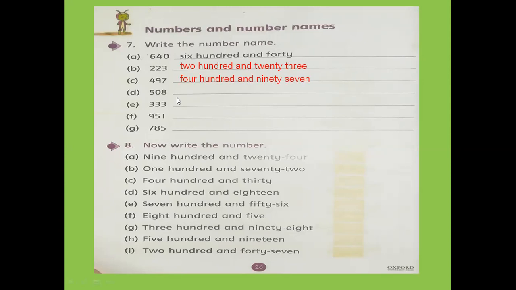So how will we write 508? Okay. E part: 333, triple 3, 333. So now the number name for 333. Look, this is T-H-I-R-T-Y, 30. Some boys make a mistake and write T-H-R-E-E-T-Y. No, T-H-I-R-T-Y, 33, 333. Okay, now F.